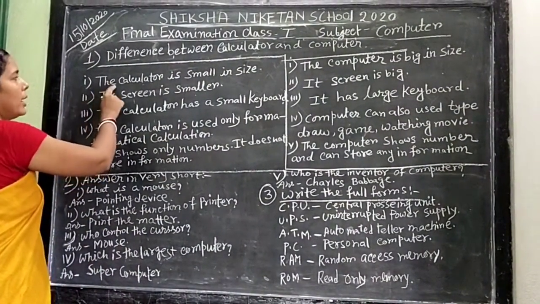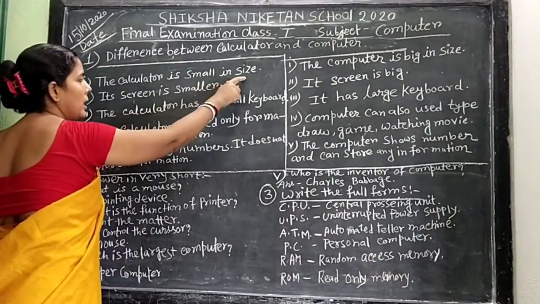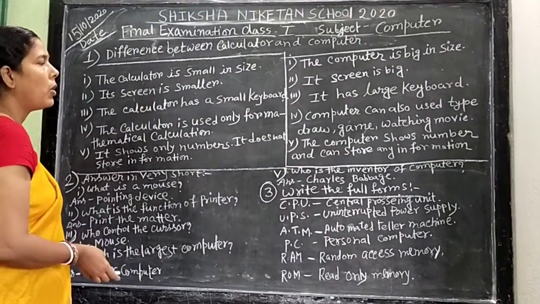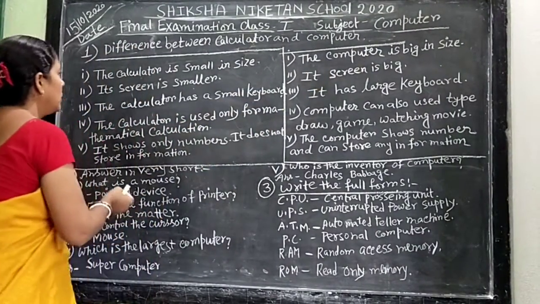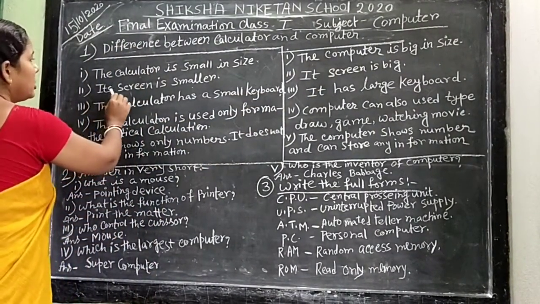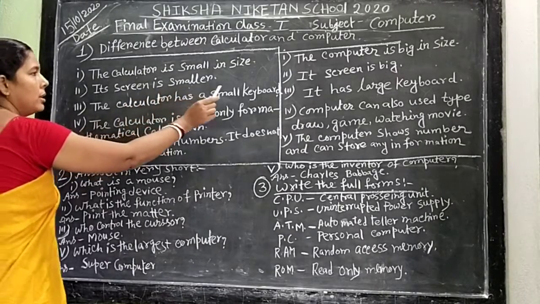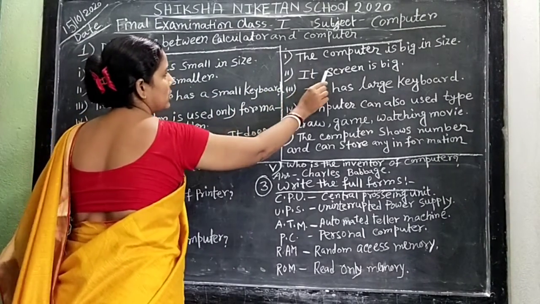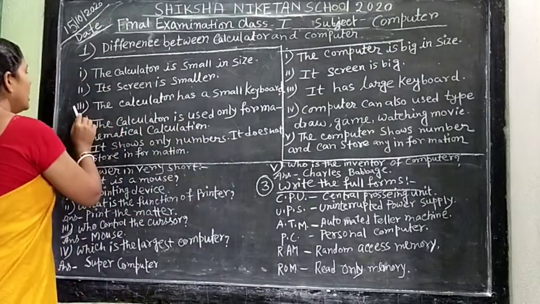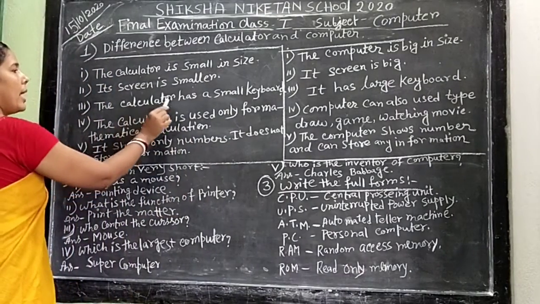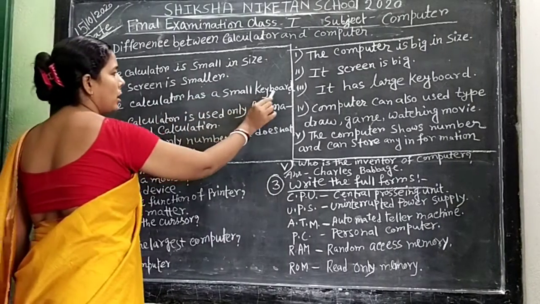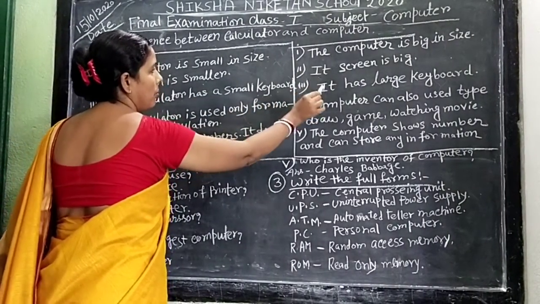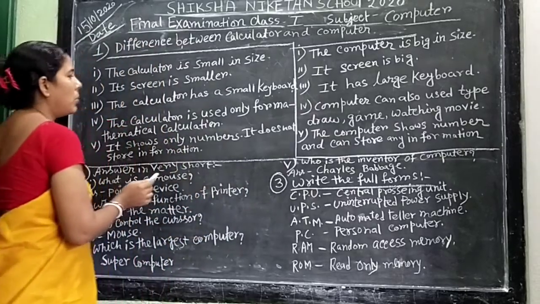Number 1. The calculator is small in size. The computer is big in size. Number 2. Its screen is smaller, but the computer screen is big. Number 3. The calculator has a small keyboard, but the computer has a large keyboard.